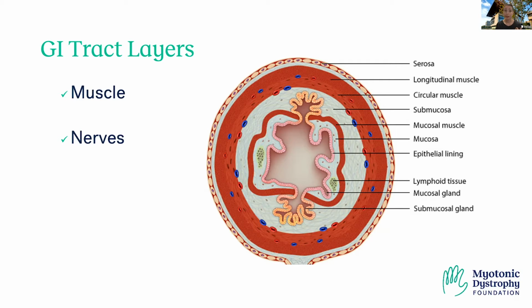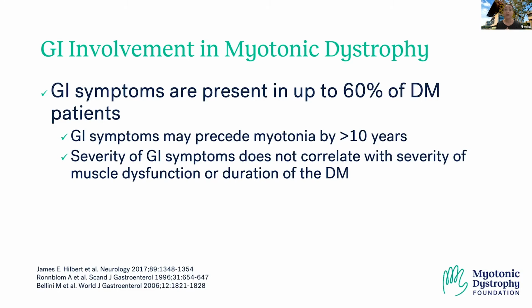In patients with myotonic dystrophy, the abnormal function of these nerves and muscles will cause a lot of GI symptoms. We know that these GI symptoms are reported in up to 60% of patients who suffer from myotonic dystrophy. They can even be present in a patient before the muscular weakness happens, and there is no correlation between these symptoms and the muscle weakness of myotonic dystrophy. So they can be much worse than the weakness in the muscles and be very bothersome.